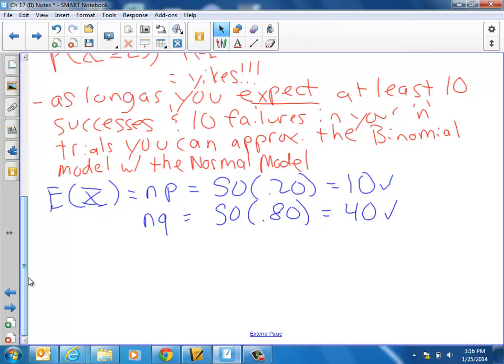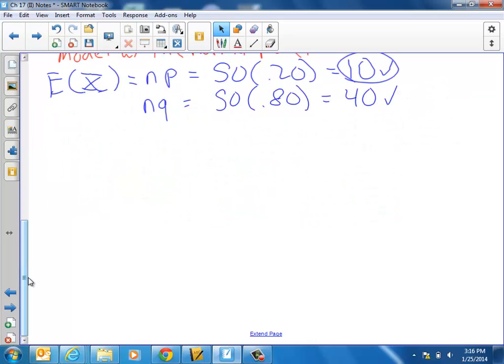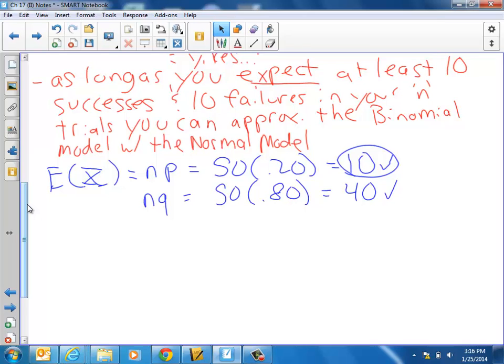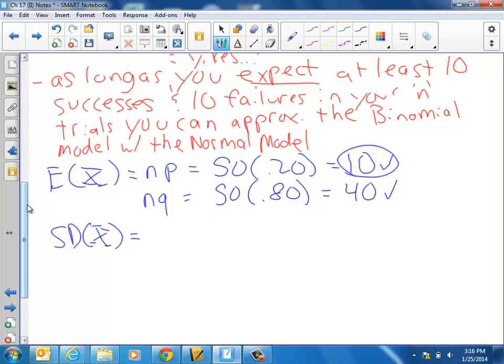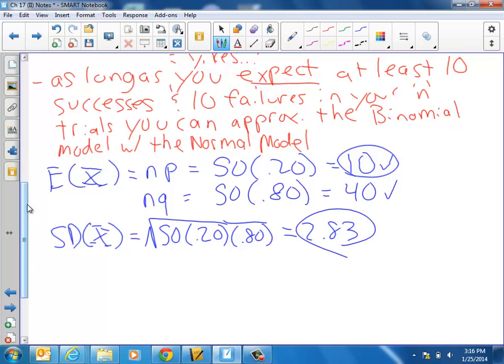So, okay, what I'm going to do is circle this guy. We need that. If we're going to approximate the binomial model with the normal model, we need to know the mean of the binomial model, because that's going to be the mean of the normal model we're going to approximate the binomial model with. So we got that. We also need the standard deviation of x, which is equal to, we said, the square root of npq, last slide. So 50 trials, 50 tests, times probability of success on any one is 0.20, times probability of failure is 0.80. That comes out to be 2.83. Circle that, also important.